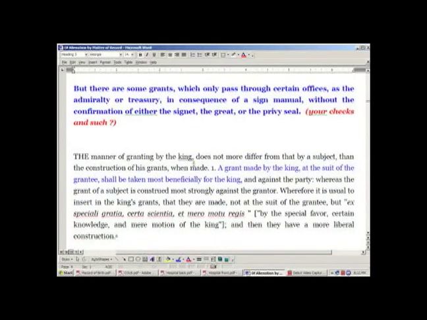Okay. But there are some grants which only pass through certain offices, admiralty or treasury, in consequence of a sign manual, a signature, your seal as a signature, without the confirmation of any other seals, basically. That would be like a check, right? That goes through the treasury. Your promissory notes, all those other things. So all these things are grants from the king that are going through the system. I think we get all those back. I think they're our property.